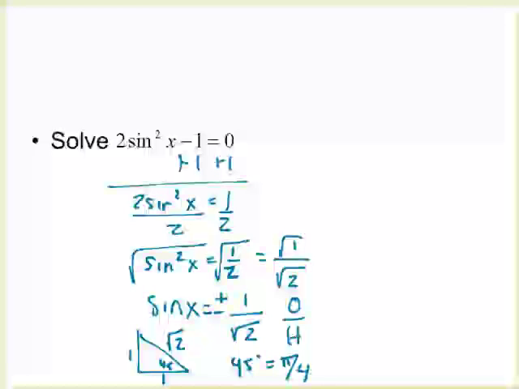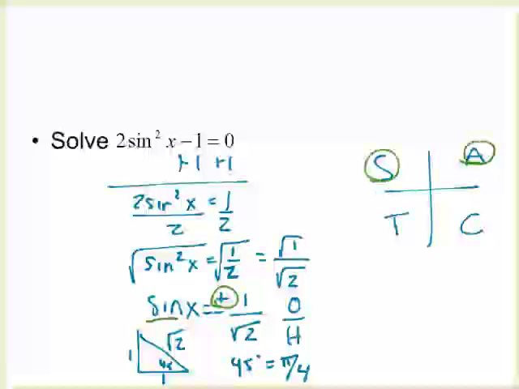Now in thinking about our quadrants for step 3, our equation says that sine could be positive 1 over square root of 2. Where is sine positive? In the first two. But our equation says that sine could also be negative. Where is sine negative? In the other two. So that means we will have 4 answers to this question.